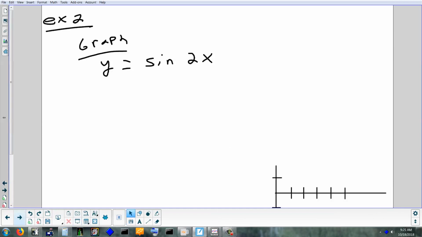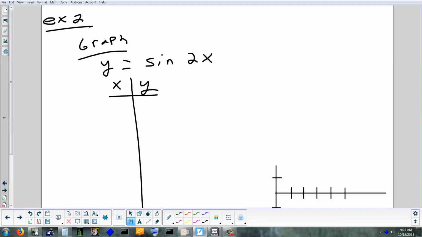Okay, so the first one we'll take a look at is sine 2x. Just like always, the first thing we want to do is make our table. How do we know this is a period change? How come it's not a phase shift, vertical shift, or amplitude change? Parentheses? All right, so what makes it a period change? There's no parentheses around the 2x.